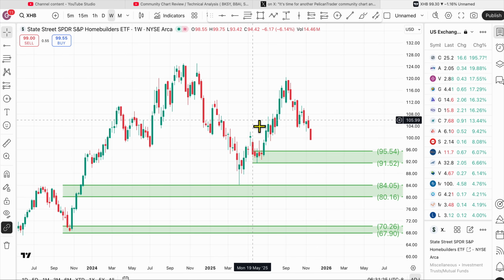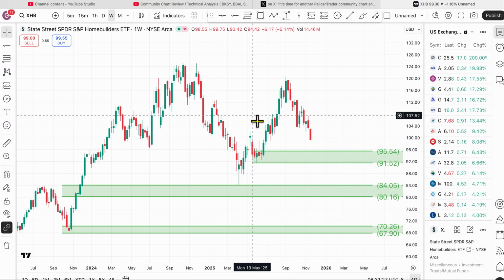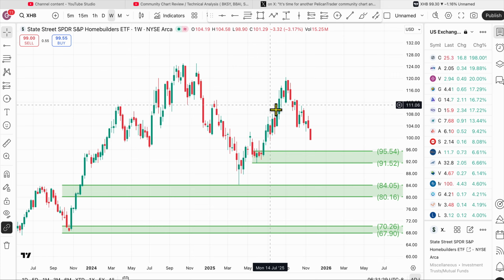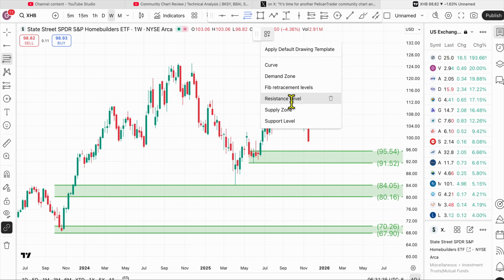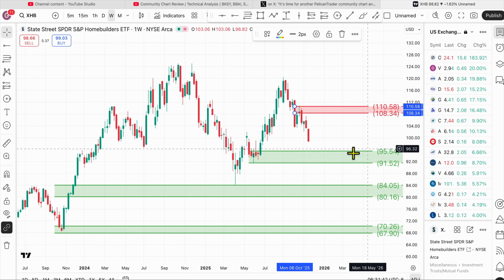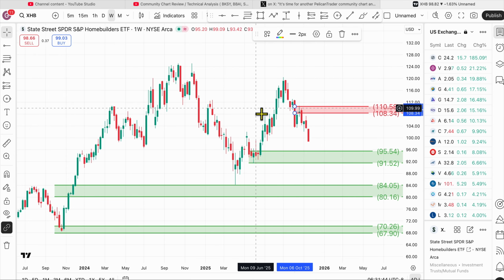And on the weekly, these are the only clues we have to work with for support levels. So there's three support levels to consider. Now let's go find a resistance level or two. And there is a small resistance level right here in the 108 to 110 price range.